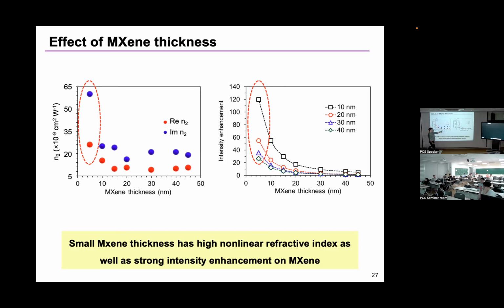The field enhancement or intensity enhancement can also be a function of the MXene thickness, as I mentioned. So as you reduce the MXene thickness, we can get very large field enhancement. So using these two properties, we can expect to get very large nonlinear responses from this MXene structure, if you use the MXene structure of 5 nanometers.